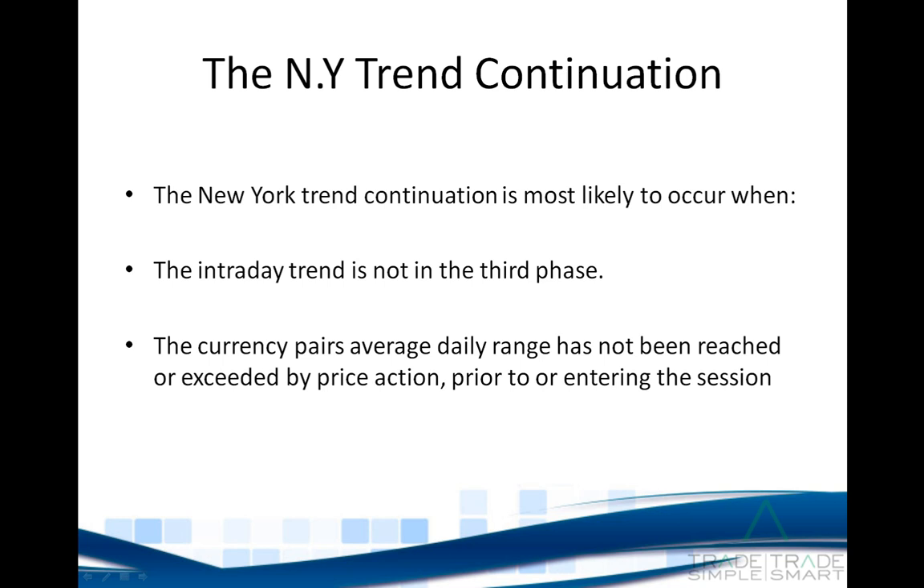The second high probability signal is the currency pair's average daily range has not been reached or exceeded by price action prior to entering the session. Okay, so it's the two same signals we use with the reversal, but we're just using them in different ways. So in terms of the trend continuation, we're looking for a trend which has not reached the third phase prior to the open of the US session, and we're looking for the range of this trend to be short of the currency pair's ADR.